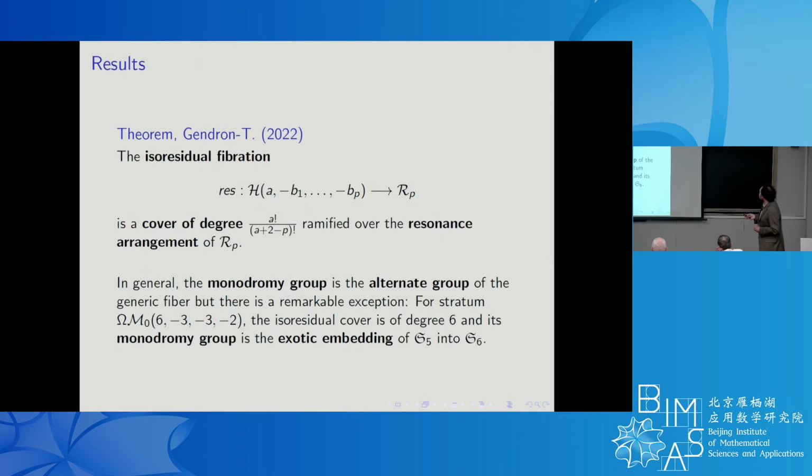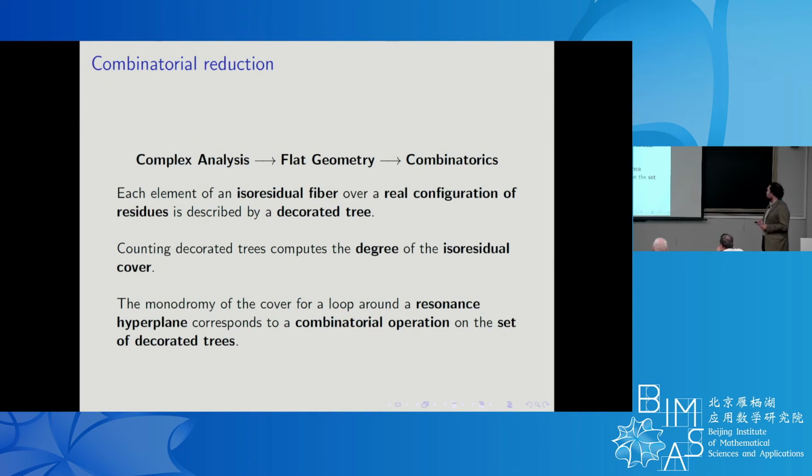Okay? The monodromy of the cover for a loop around a resonance equation corresponds to a combinatorial operation on the set of decorated trees. In our trees, each edge corresponds to a saddle connection. Each saddle connection corresponds to the vanishing of a partial sum. And the resonance hyperplane corresponds to the vanishing of a specific partial sum. So when you turn around a resonance hyperplane, this amounts to cutting the edges of your tree corresponding to this very partial sum and moving them around the rest of your tree.